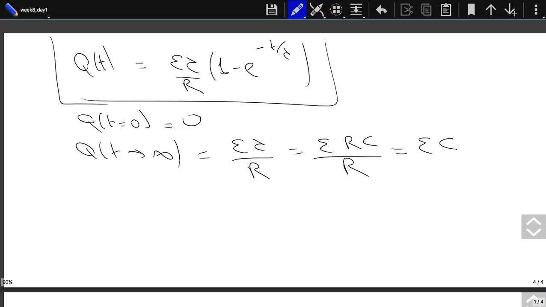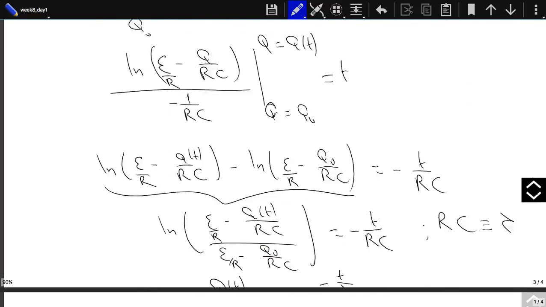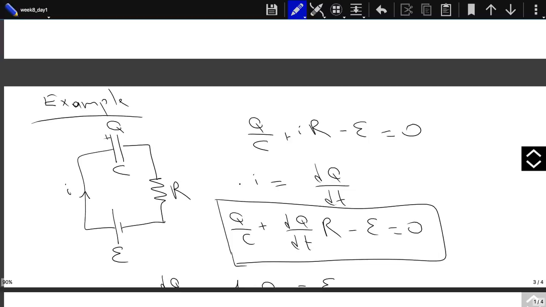Now the last thing we can check is the current. We said that initially the current should be just epsilon over r, because there won't be any potential drop across the capacitor. Now we should calculate the current. Now we have the relation between the current and the charge. The current is nothing but dq by dt.